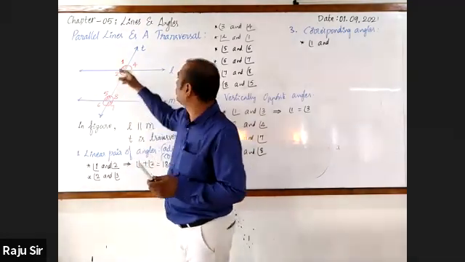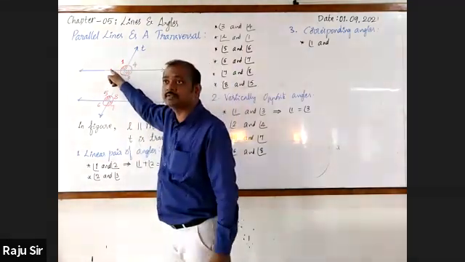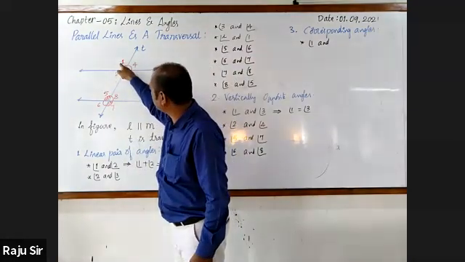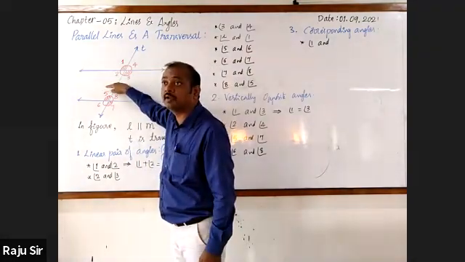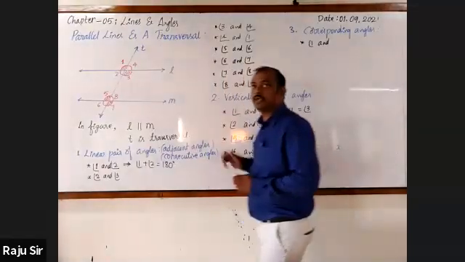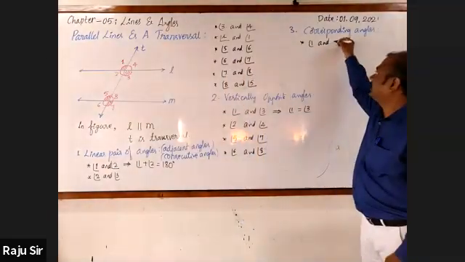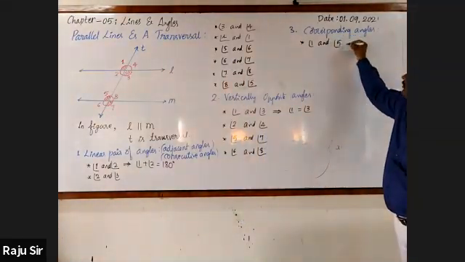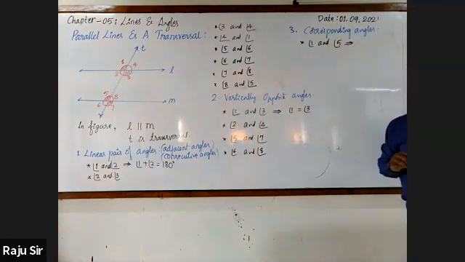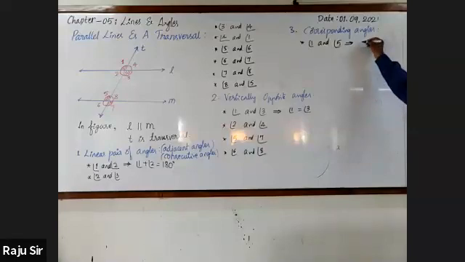We are discussing corresponding angles. Here, angle 1, its corresponding angle is angle 5. Right? Angle 1 and angle 5. Have you written? Then angle 1 is equal to angle 5.